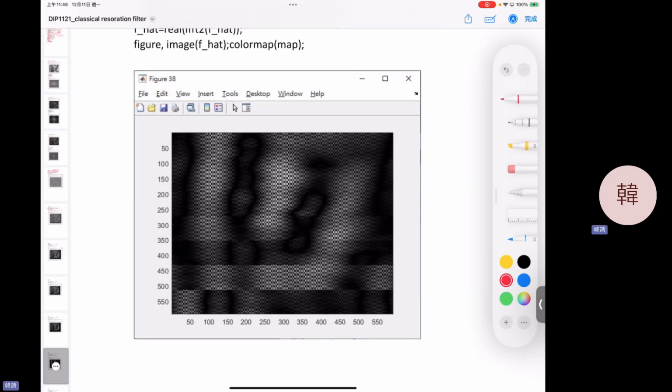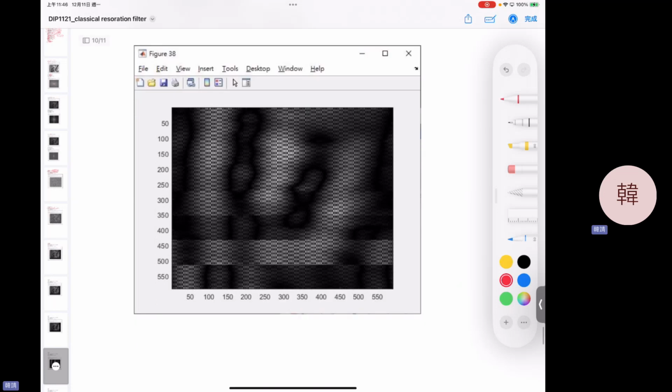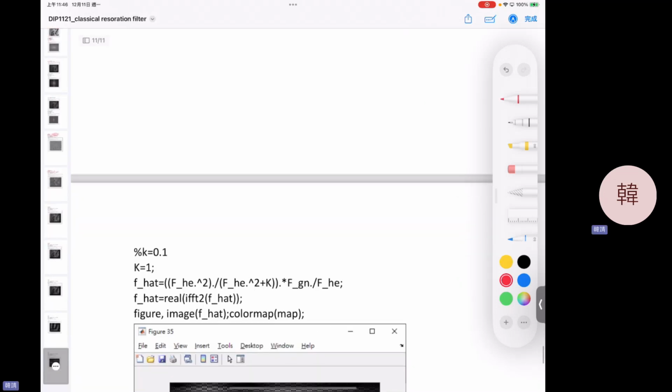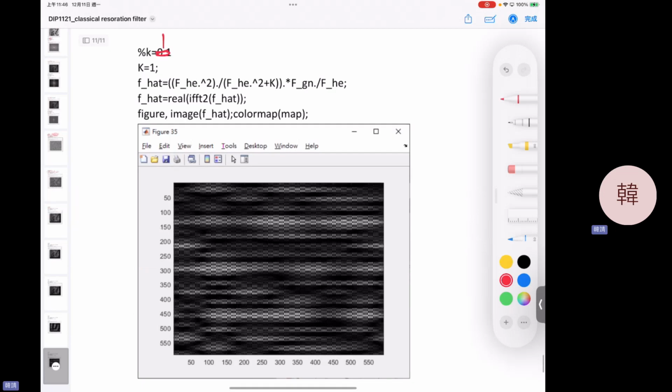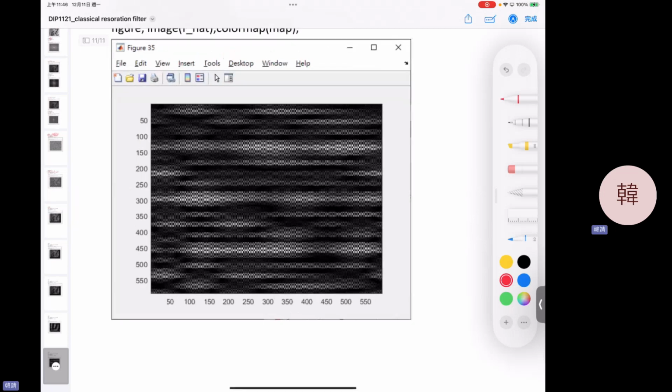So the conclusion is, for your parametric inverse filter, a bigger K is not better. If it's too big, like this one, K equal to 1, you get this result, just like an inverse filter. You see nothing there.